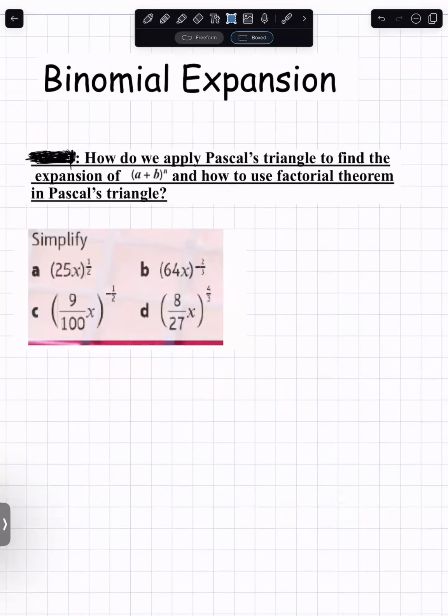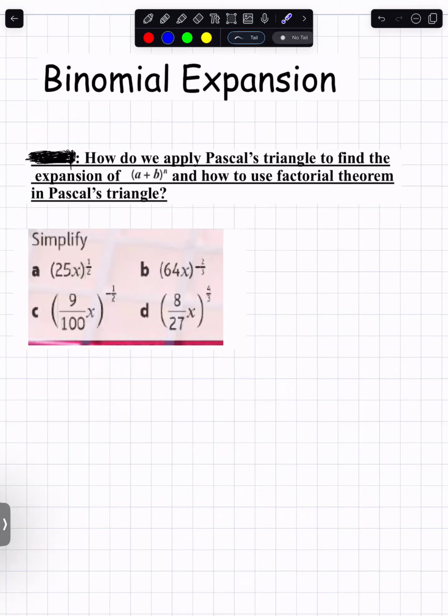In today's episode of the class, we'll be looking at binomial expansion. On binomial expansion, our main focus is how to apply Pascal's triangle to find the expansion of (a + b) raised to the power of n, and how we can also use the factorial theorem in Pascal's triangle. So this is our main focus for this class on binomial expansion.